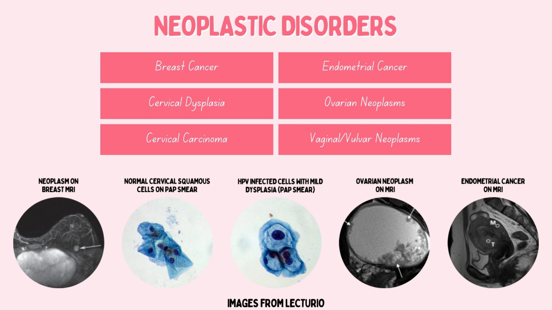Adjuvant chemotherapy is used to treat any residual disease. Indications include lesions that are over 1 centimeter, lesions that are associated with positive axillary lymphadenopathy, breast cancer stage 2 through 4, and inoperable disease. Options include doxorubicin, cyclophosphamide, fluorouracil, and docetaxel. Triple negative, so estrogen receptor negative, progesterone receptor negative, and HER2 receptor negative. This type of breast cancer has the worst prognosis.